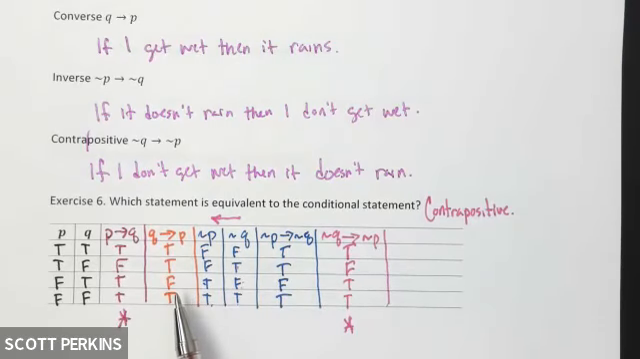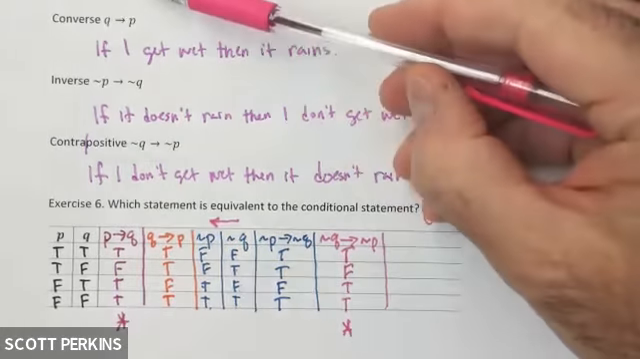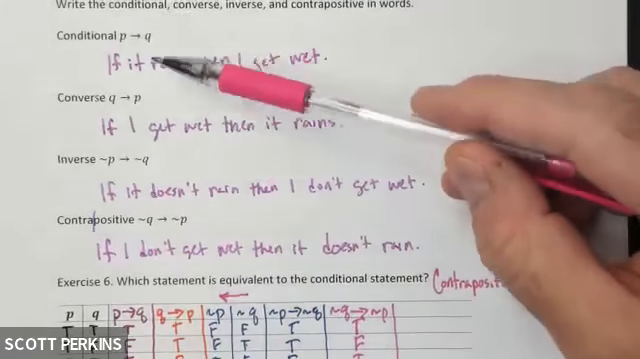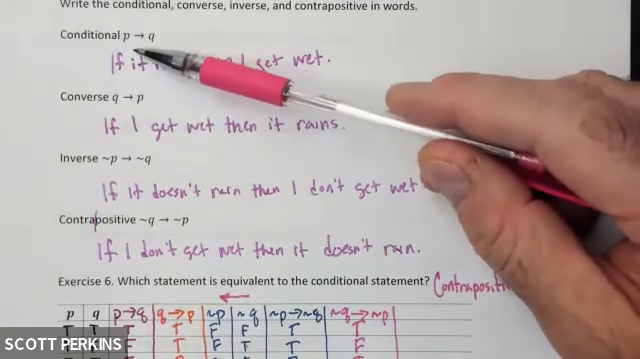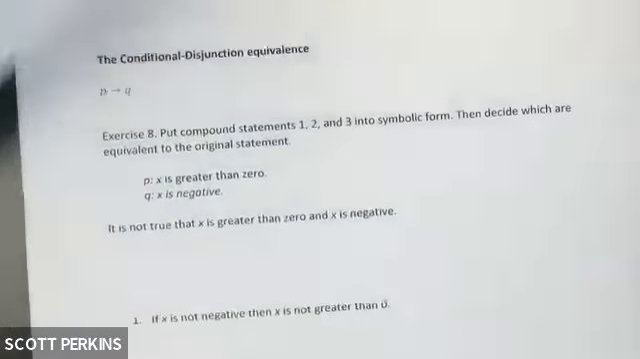So that's also why we see that the converse and inverse are equivalent, because they are contrapositives of each other. The statements have been flipped and the negation has happened for both. Okay, so anytime you have a conditional statement, if you flip the order of the statements and also negate them, you have created an equivalent statement.